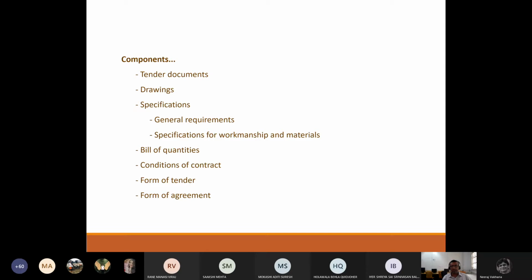So a tender document, as I told you earlier, people have to pay for it. Why? Because the tender document turns out to be a really hefty document. I recently did a government tender project. It had as good as 2000 pages to it.